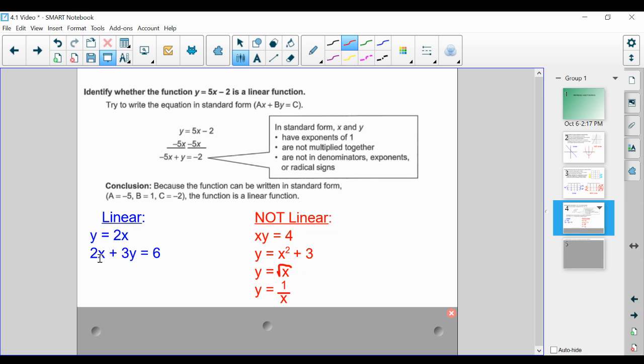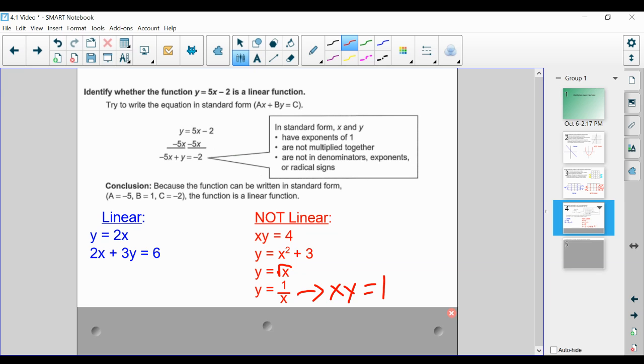And the reason why it's not going to be linear is if I multiply both sides by x, I now get xy is equal to 1. So x times y is equal to 1, which breaks the rule of having x and y multiplied together. So sometimes you don't have to move it into standard form. We will be talking about standard form very soon, but it's good to be aware of what standard form is, but there are other ways to identify a linear function.